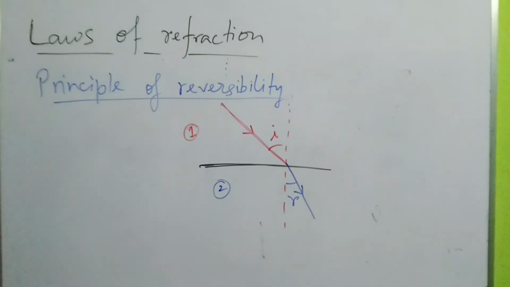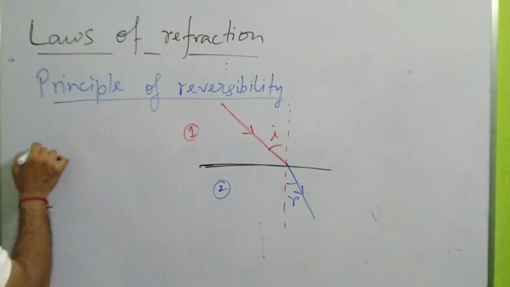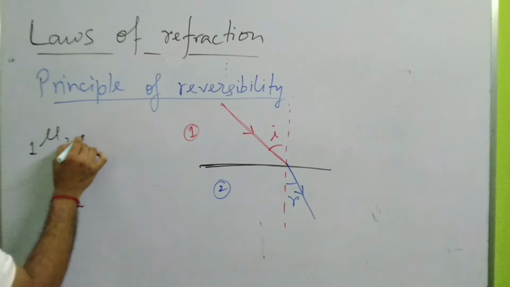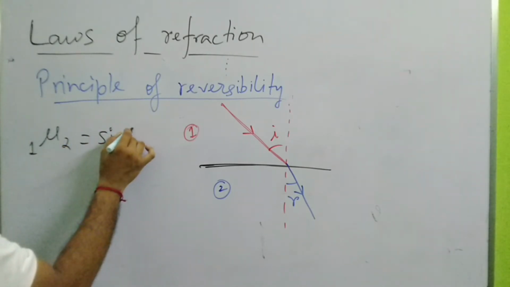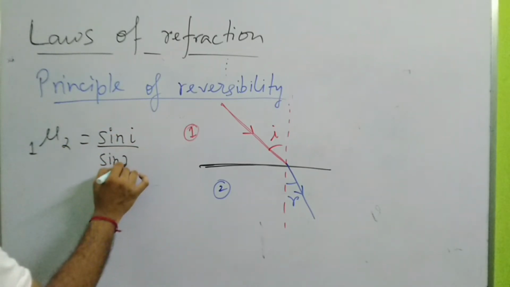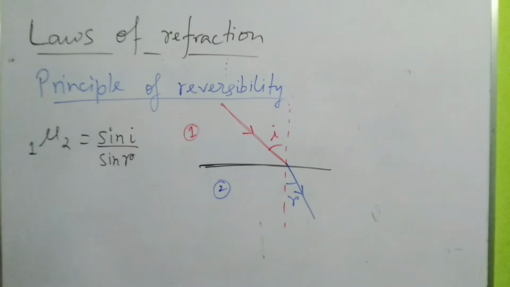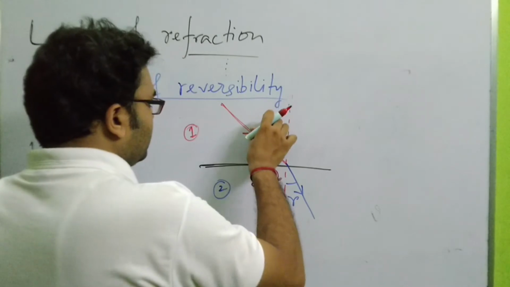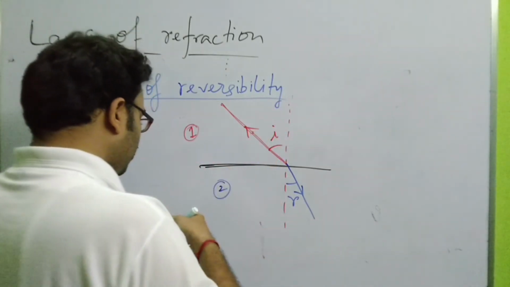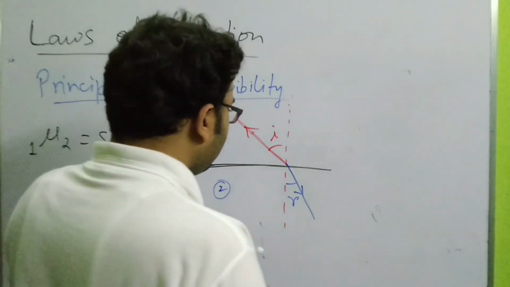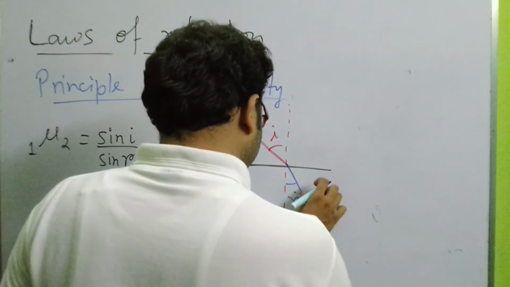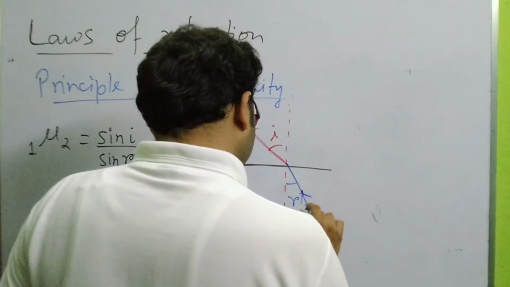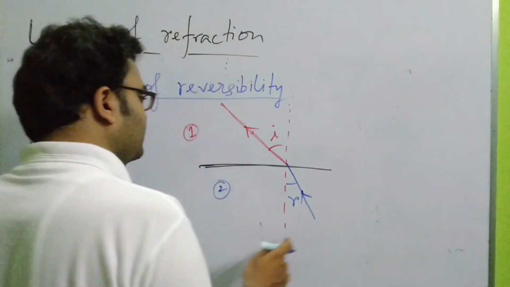Fine. Now when I am saying that light is coming from medium 1 to 2, we say that the refractive index of medium 2 with respect to 1 is equal to sin I by sin R. Now just think of the reverse case, when the light is actually going in the other direction, that is, it is coming from medium 2 and then getting refracted in medium 1. So the path is reversed, and actually the light follows the same path, just the direction is reversed.